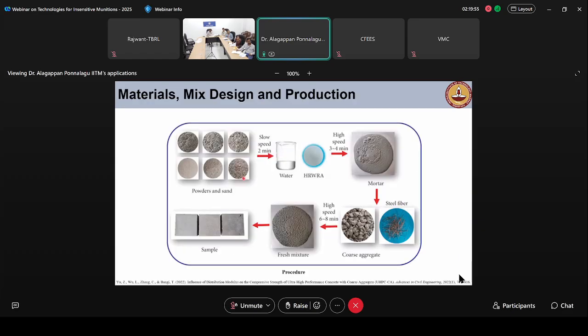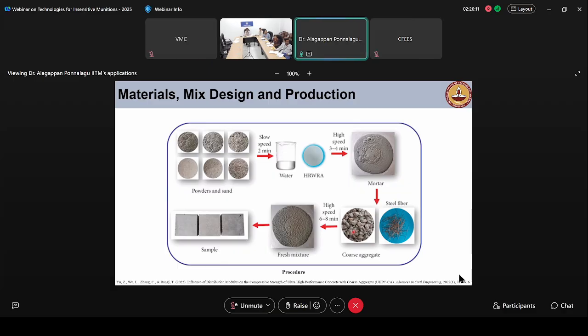So just to walk through the procedure of this UHPC, typically we have powders and sand, which are slowly mixed and then mixed with water, and then water retaining admixtures are added, and then we mix it at higher rates and add steel fibers and then aggregates depending upon the strength we need, and then we get this mixture. This is the overall flow on how we generate this UHPC.